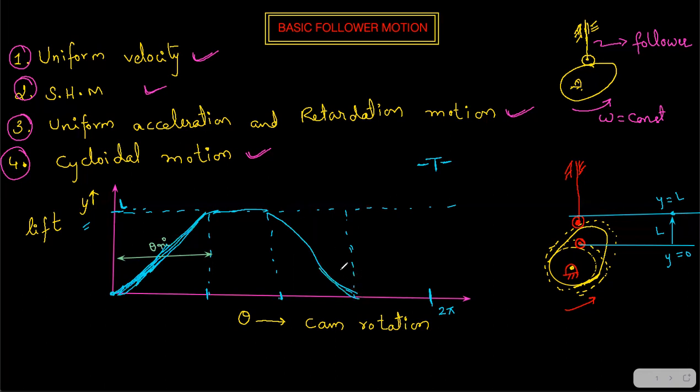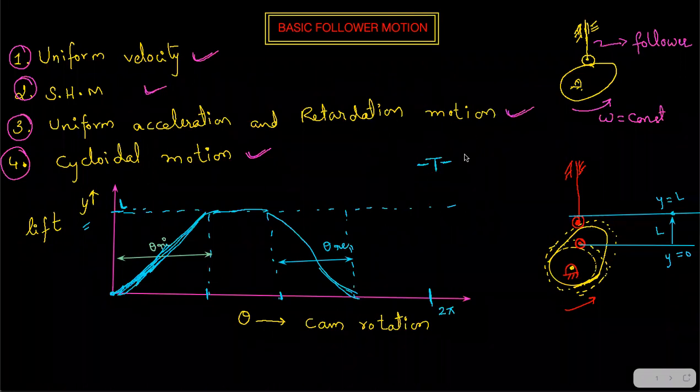It means now the theta is completely returned, right? So you call it theta return. The follower is returning, theta return. The follower is rising, theta rise. From here to here you call it theta return. And first you have a dwell period, right? Dwell period means the follower is not going up and not coming down. So this is called theta dwell 1, and this portion is called theta dwell 2 till 2 pi.